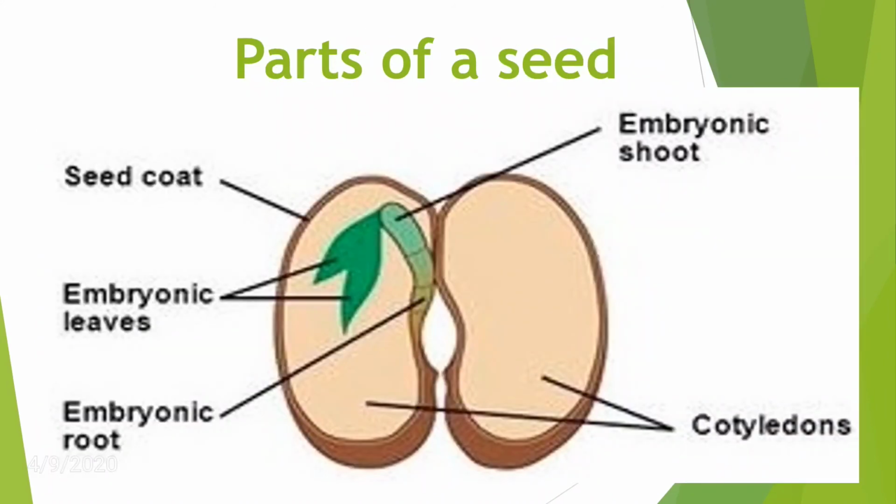Parts of a seed. A seed contains an outer covering called the seed coat. It provides protection to the seed. Inside the seed there are one or two seed leaves called cotyledons. There is also a baby plant or an embryo inside the seed. The cotyledon contains food for the baby plant.